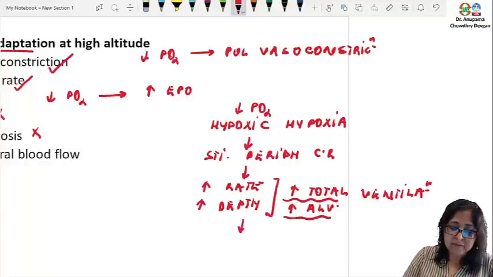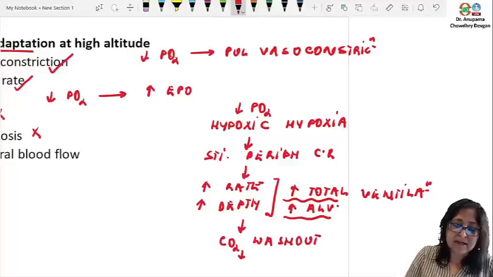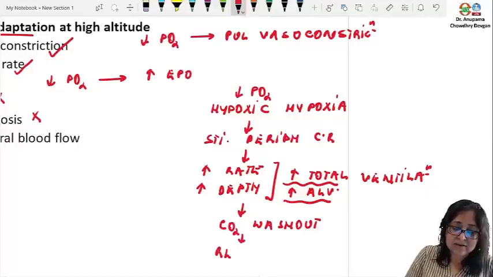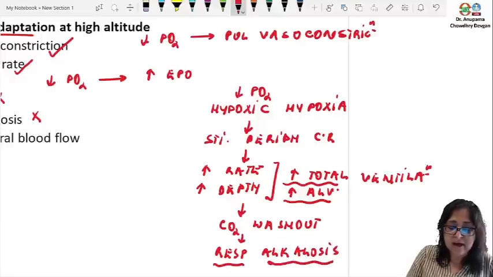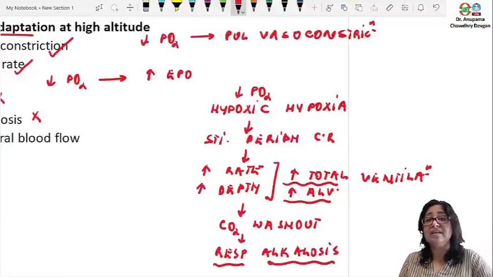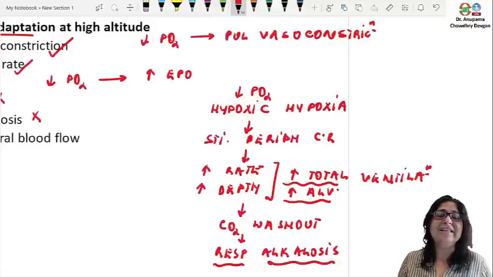And the effect of hyperventilation is a CO2 washout. CO2 washout will result in alkalosis, a respiratory alkalosis. So acidosis is not a possibility at high altitude. In fact, what you see is an alkalosis.